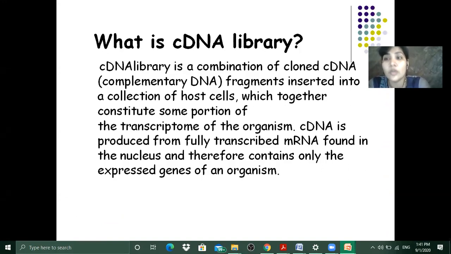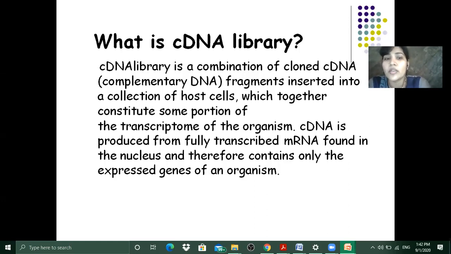So when we say clone, that means it is going to be in some host, okay? And that complementary DNA is going to be in presence with a vector, okay? So when we have a DNA of interest with the vector, we call it as cloned DNA, right? So cDNA library is a combination of cloned cDNA fragments inserted into a collection of host cells which together constitute some portion of the transcriptome of the organism.